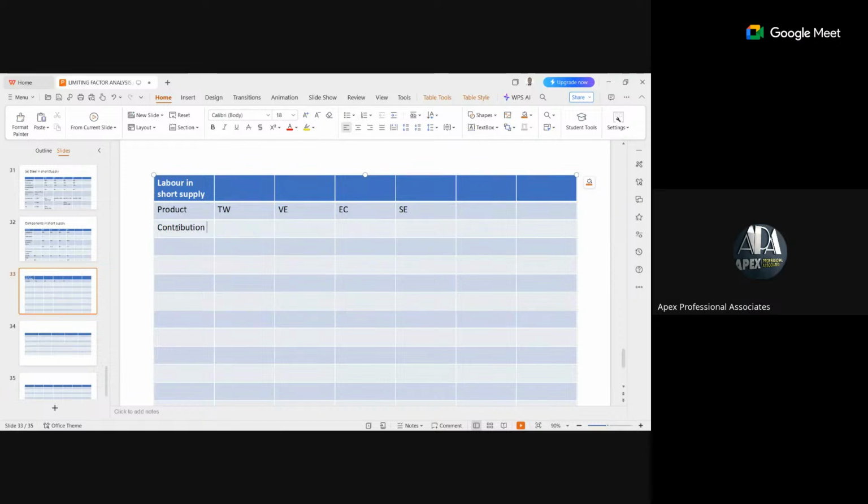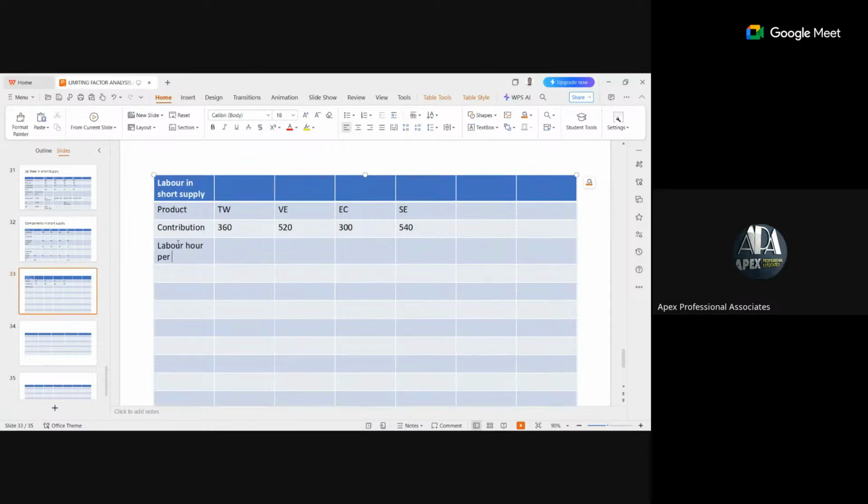Let me see. Contribution 360, 520, 300, and this should be 540. So now the labor hours per unit is what? Fifteen. 60 divided by 4. That's 15. Labor hours per unit.